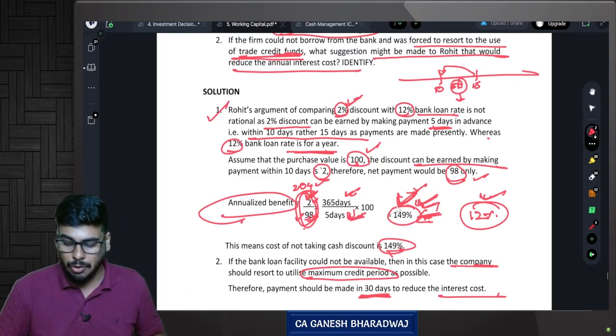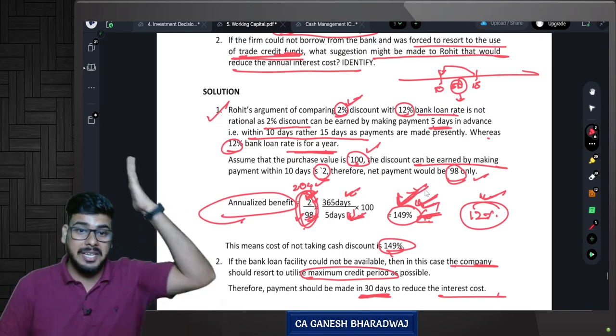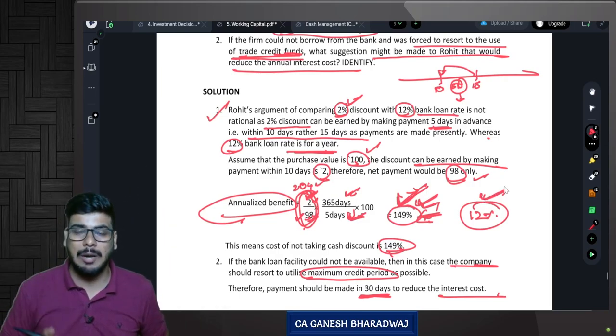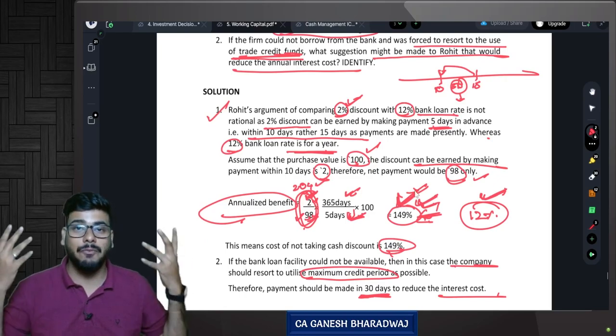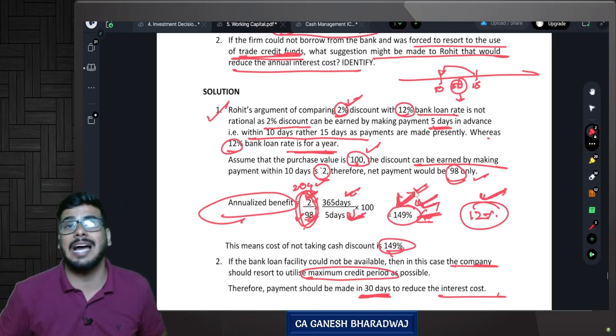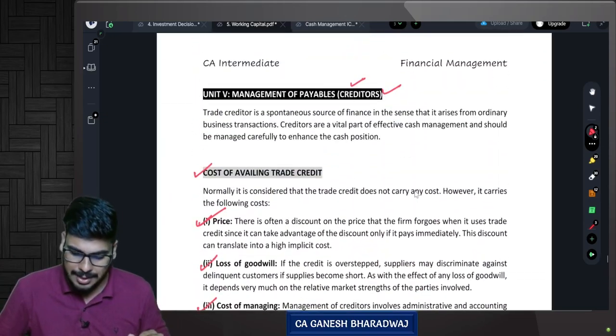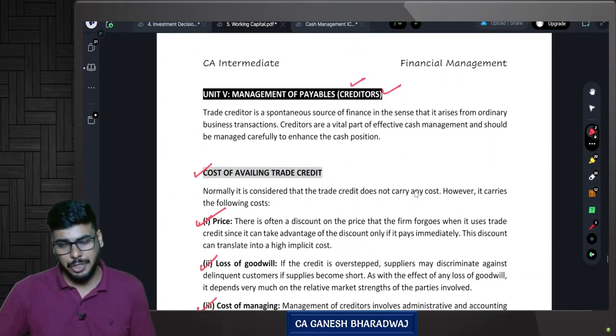It is better to go for the discount because it gives you a benefit of 149% annualized, as compared to bank borrowing of only 12%. So borrow at 12%, make the payment early, and get a benefit of 149% in an annualized manner. Are you clear with this? And that is about this particular segment of creditors management.